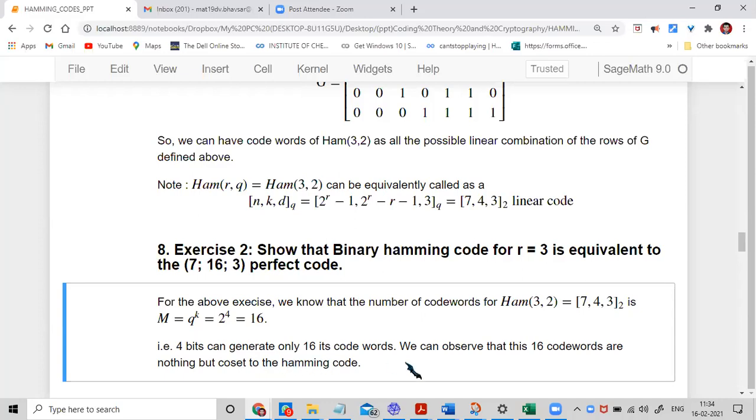Cosets are different. Cosets come later. This is the code C. Now you have C. What are the vectors which are not available in this code? You will take one at a time and add it to the code, and you will get another subset of the vector space of the same dimension. Those are the cosets. They all know that. Don't worry about that. You can proceed now.